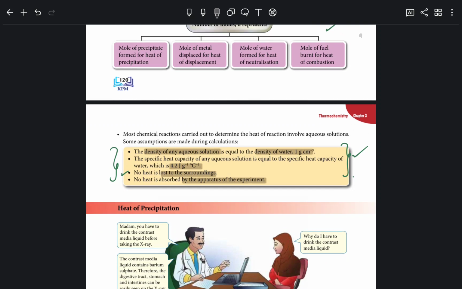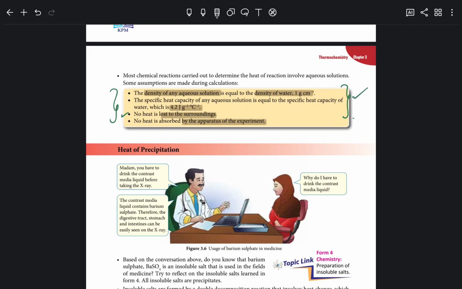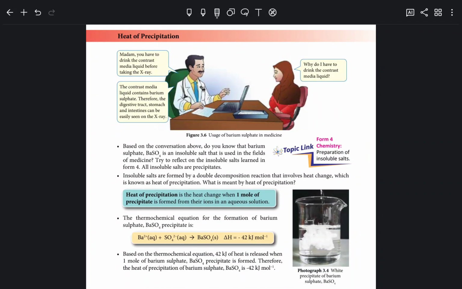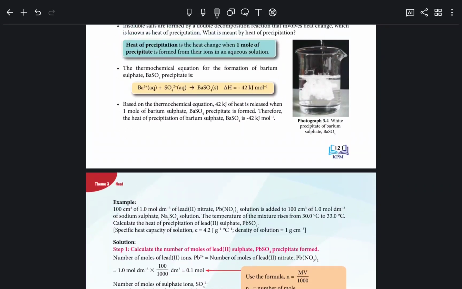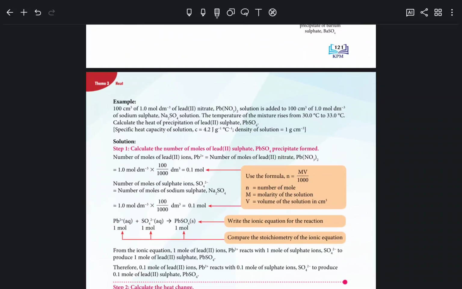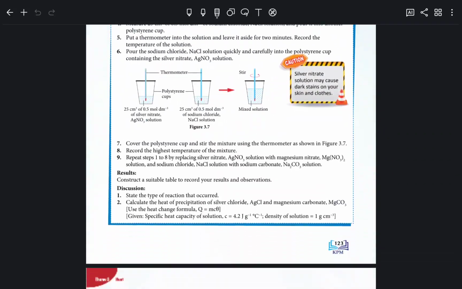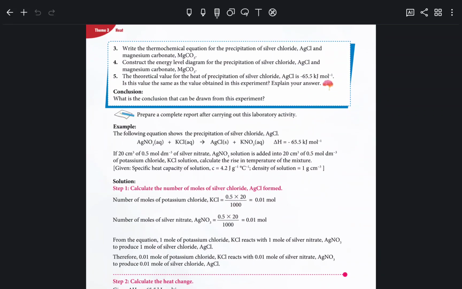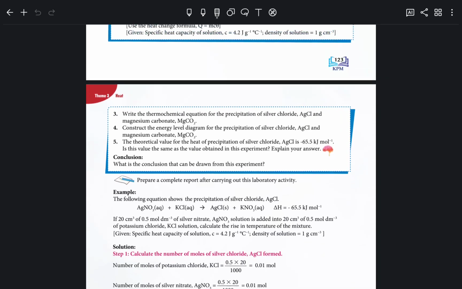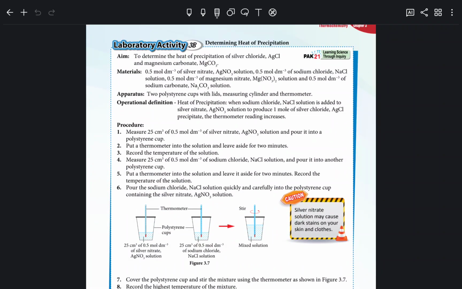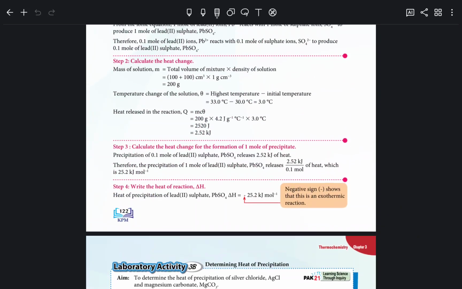No further difference. Okay, so in the next video, I want to teach about heat of precipitation, where I'm going to highlight this and explain these calculations. Okay, the calculations separately, and only afterwards will I do laboratory activity 3B. Okay, so this is my plan.